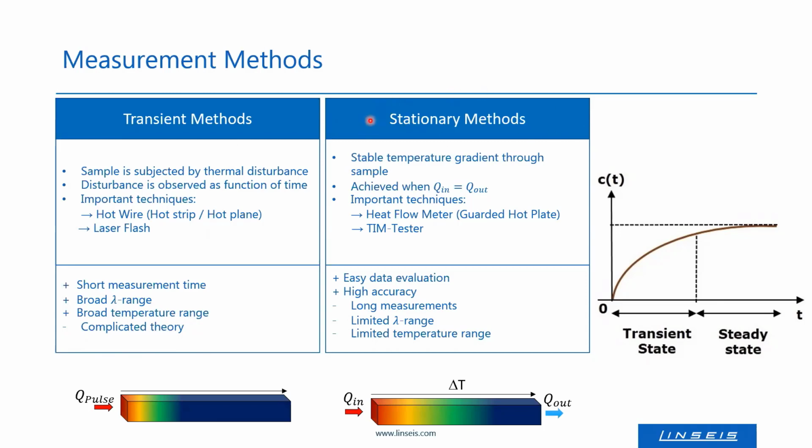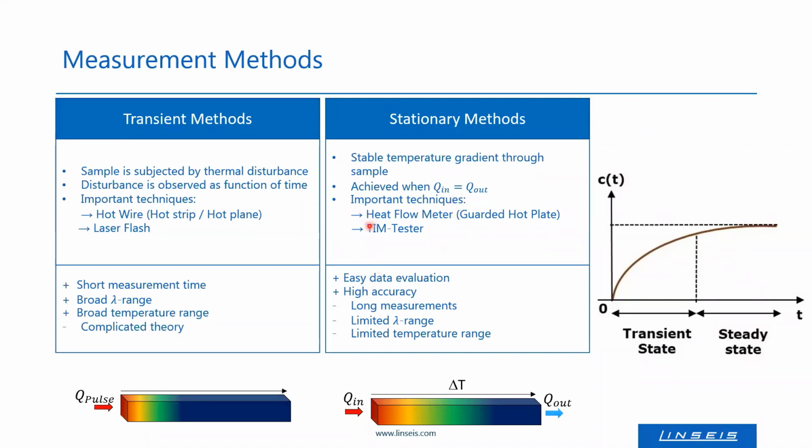Stationary methods are characterized in that a stable, no more time-dependent temperature gradient is established throughout the material. And this is achieved when the incoming energy equals the outgoing energy. So in this case, you are in a steady state.